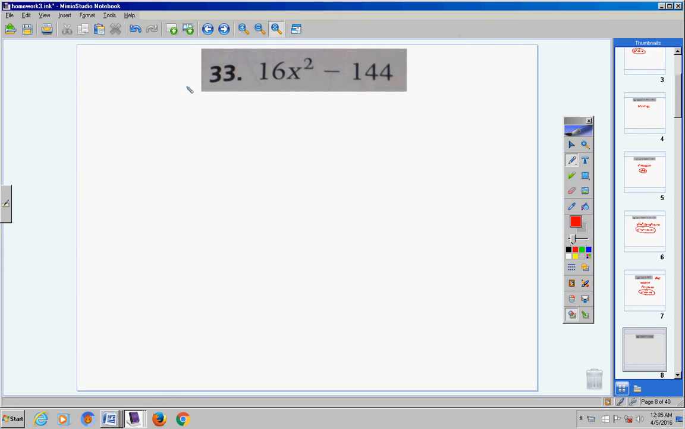Here we go. Now remember, first of all, step 1, always pull out what's common. There's not an x in both terms, but there is a number that goes into 16 and 144, and you want the largest number that goes into both of those. Well, actually 16 goes into both those numbers, so we're going to factor out a 16, and we're left with this right here. 16 times x squared is 16x squared. 16 times negative 9 is negative 144.